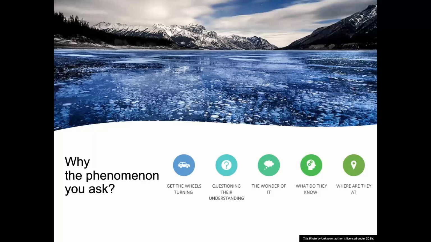So back to the why of the phenomenon, right? We're there to get the wheels turning. We want them to start to question what's happening, or maybe their understanding of what's happening. And then we want to get them to that wonder piece. We do that by figuring out what they do know and where they are, and then we help connect them to where they want to be.